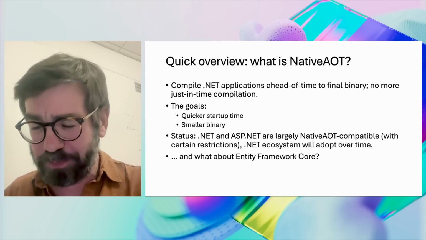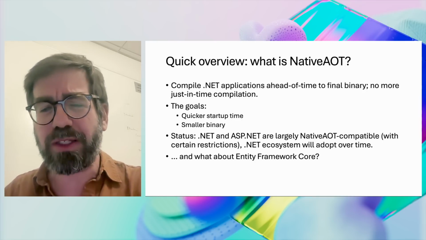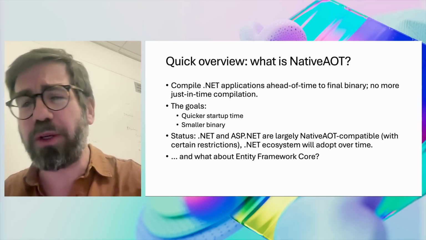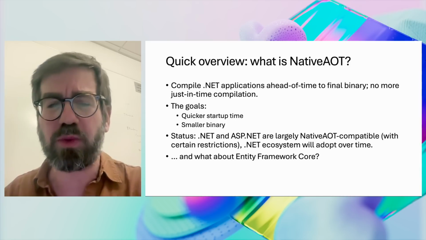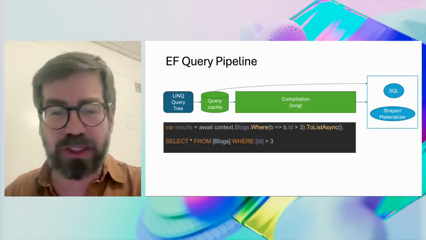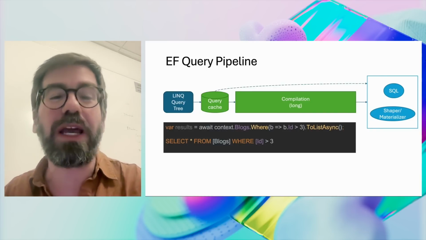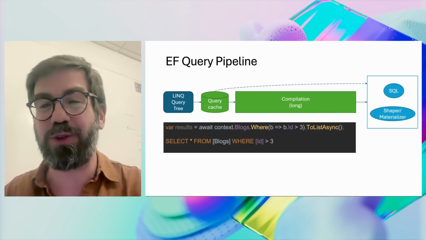So what about EF Core? This is, of course, what this segment is about. So we will here concentrate on the EF query pipeline side: what happens when we do LINQ querying and how that can be made compatible with native AOT. So let's jump in. First, a very high level overview of what happens when you use EF to execute a LINQ query.